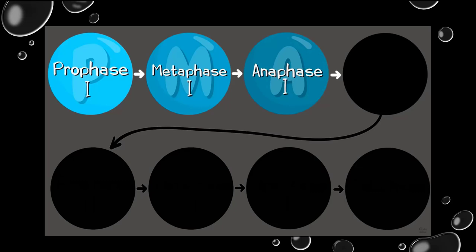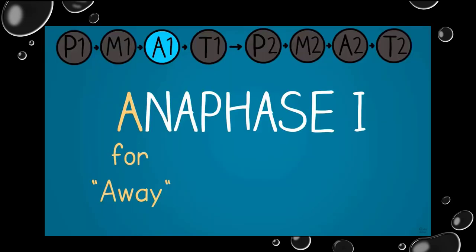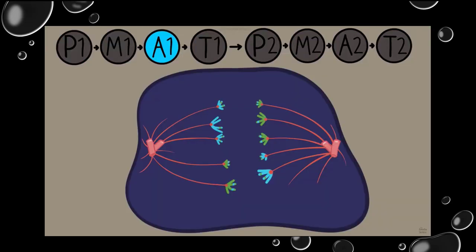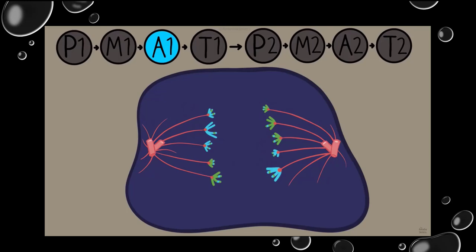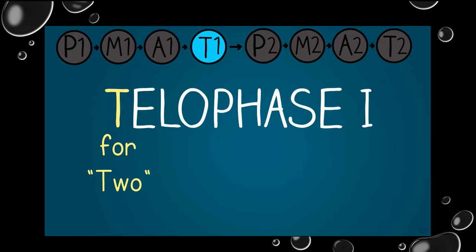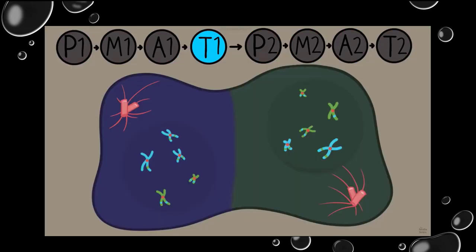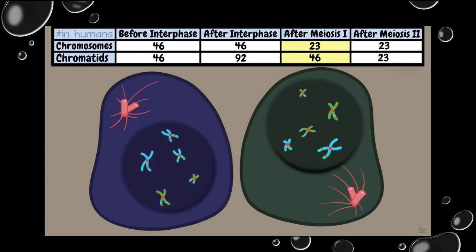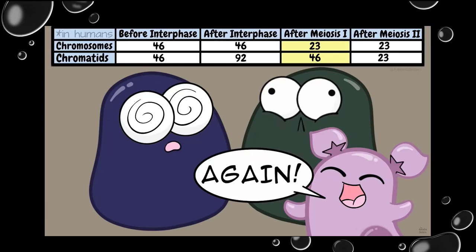Now during anaphase 1, think of A for away because the chromosomes are going to be pulled away by the spindle fibers. Then we end with telophase 1 where you have two newly formed nuclei and it becomes obvious that you're going to end meiosis 1 with two new cells. Cytokinesis follows with splitting the cytoplasm, but we're not done yet.